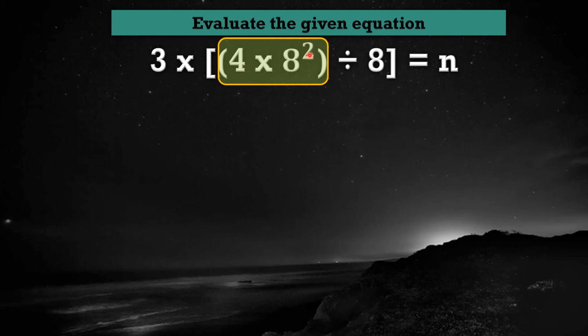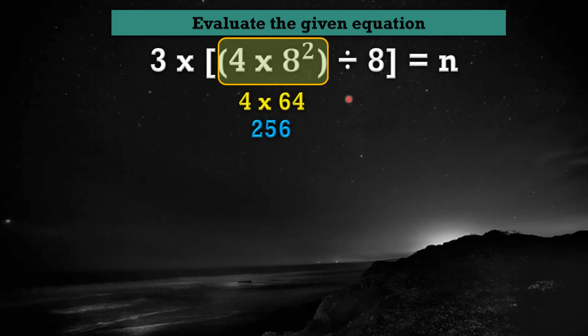So, in this case, nasa loob ang exponent. That means 8 to the power of 2. 8 to the power of 2, that is 8 times 8, that is 64. So, that is 4 times 64. Now, ready na tayo. 4 times 64, and that gives 256. So, may sagot na tayo dito, 256.